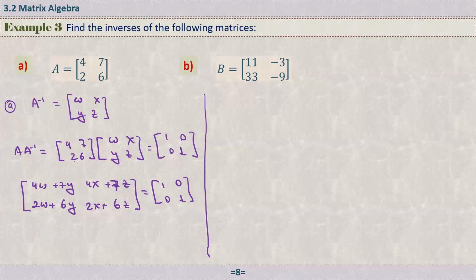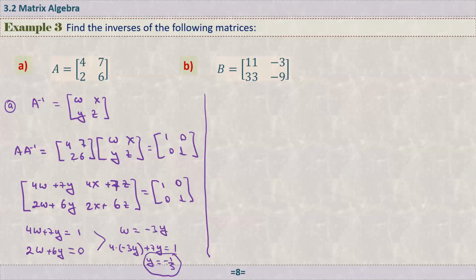If we just take these two entries, we have 4W plus 7Y is equal to 1. And here we have 2W plus 6Y is equal to 0. I can solve this by the substitution method. You can use another method, but it's just a simple equation. So from the second one, W is equal to minus 3Y, right? And substitute here, 4 times minus 3Y plus 7Y is equal to 1. So minus 12 plus 7, that's equal to minus 5. So Y is equal to minus 1 over 5.